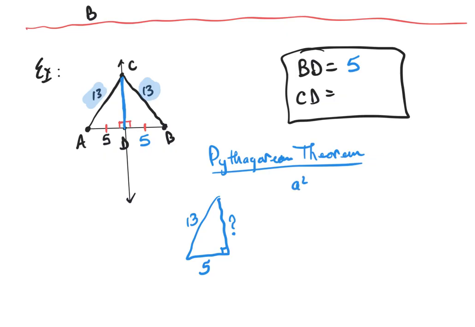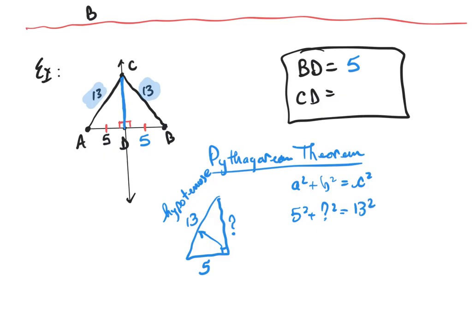You might remember it as a squared plus b squared is equal to c squared. But the key is that the c, the number by itself, has to be what's called the hypotenuse. And in our case, that's going to be the 13. So what we'd have then is 5 squared plus question mark squared is equal to 13 squared.